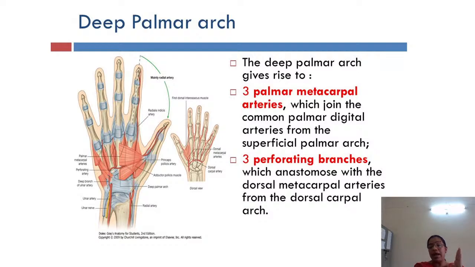The deep palmar arch compensates for what is not supplied by the superficial arch, and the arch is completed by anastomosing with the deep branch of the radial artery. So this is about the deep palmar arch.